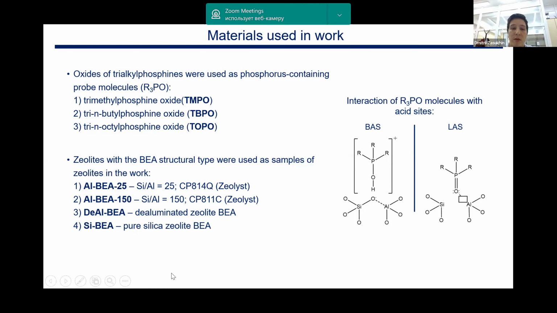We used commercially available beta zeolites with different silica to aluminum ratios of 25 and 150. Also, we used dealuminated zeolite beta and pure silica beta zeolite.